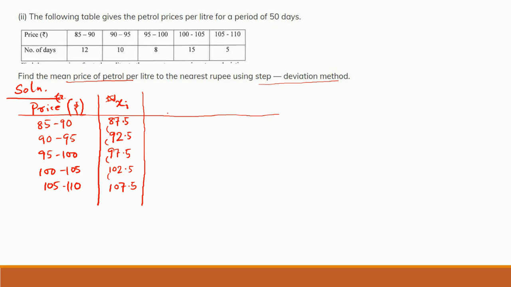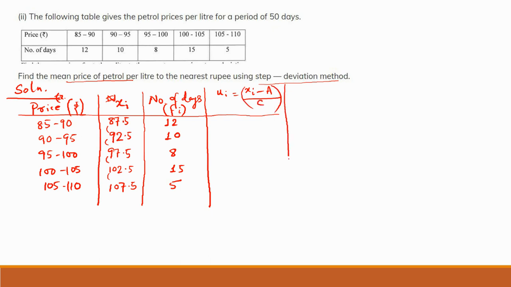After that, the number of days, let's say this is fi. The number of days is given as 12, 10, 8, 15 and 5. So what will be ui? Let's say this is ui. ui will be xi minus a divided by c. I will tell you what c is.